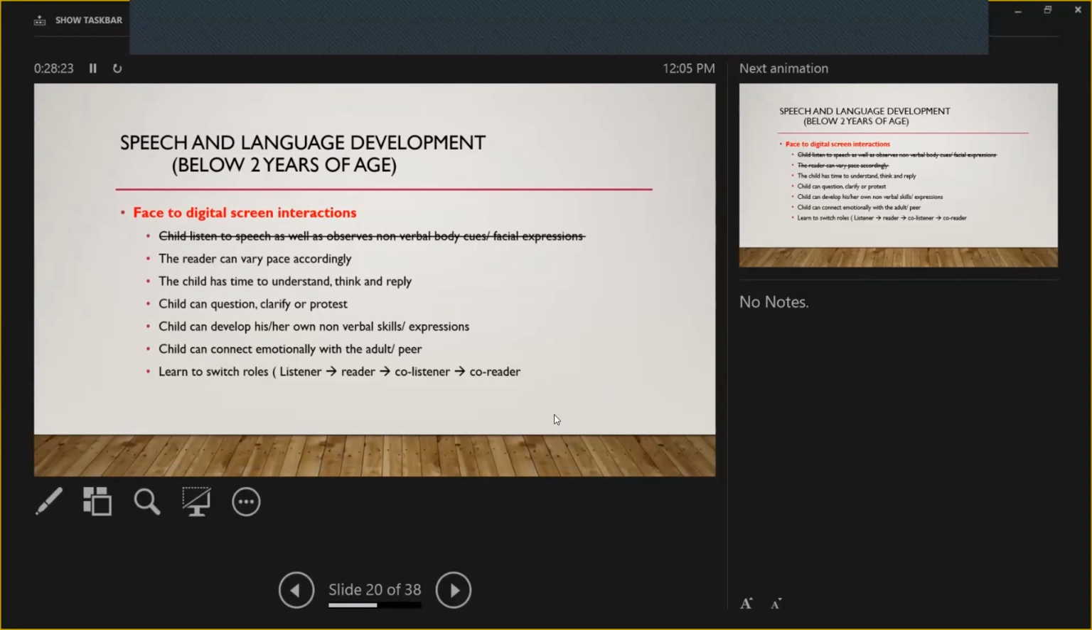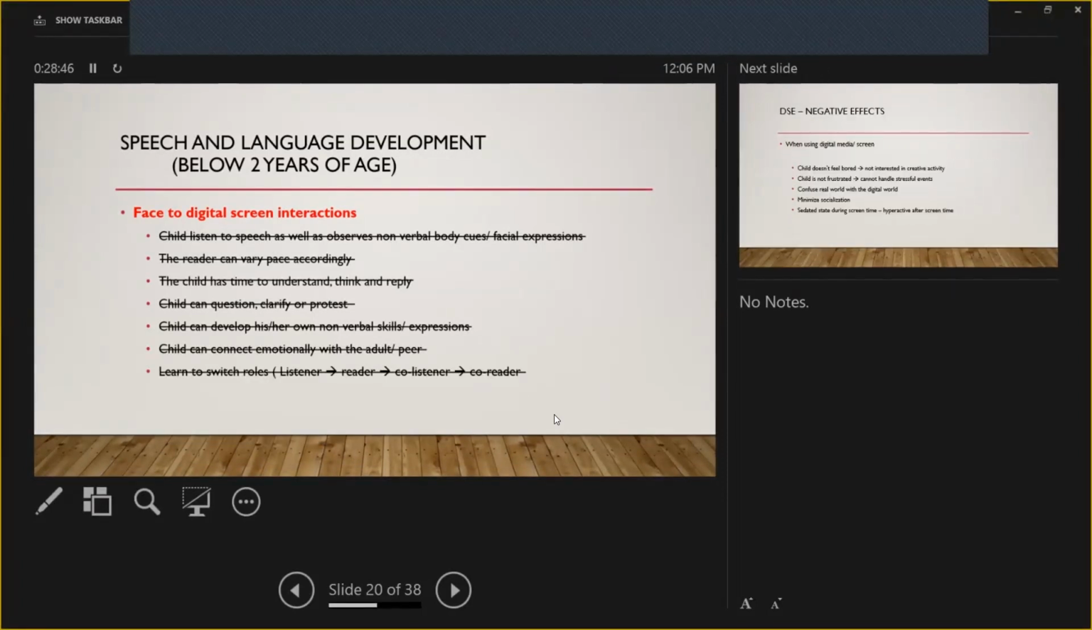You are just looking at the screen. A reader can vary? No. The screen will go according to its pace. The child has to now adapt. Okay? He can't. There's no flexibility. No time to understand. The child can't question the screen. Right? Can the child develop her own verbal skills? No, he can't. Can't connect emotionally with the screen and can't switch roles. Right? So no advantage at all compared to face-to-face interaction.